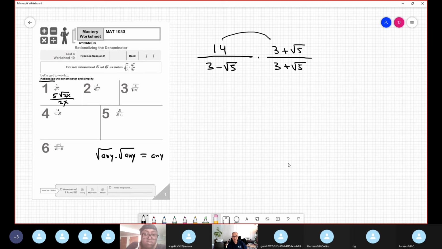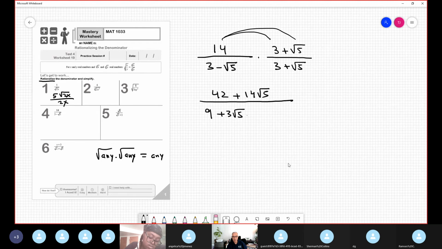Now the multiplication, this and this is 42, no? 14 times 3 is 42, plus 14 radical 5. In the bottom, let's do FOIL. 3 times 3, 9. 3 times radical 5 is 3 radical 5. Minus radical 5 times 3 is minus 3 radical 5. And minus radical 5 times radical 5 is minus 5, of course. So you see it always happens magically. Okay, this and this cancel out.